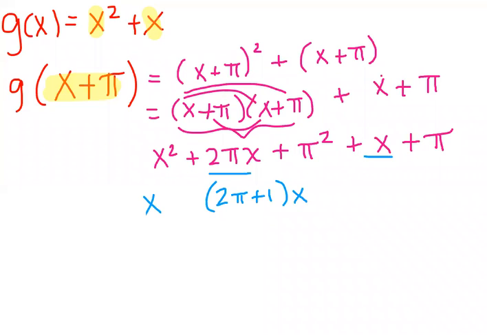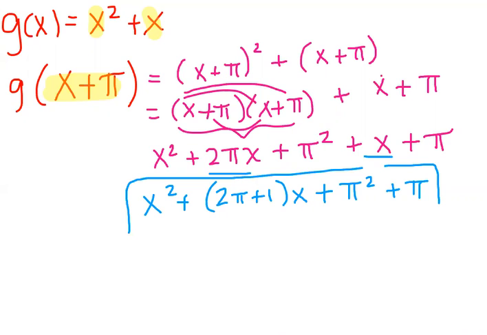I know it doesn't seem very simplified, but you got x squared, then the x coefficient is 2 pi plus 1, then there's a pi squared plus a pi. And that is, for what it's worth, the final simplified answer to this problem.